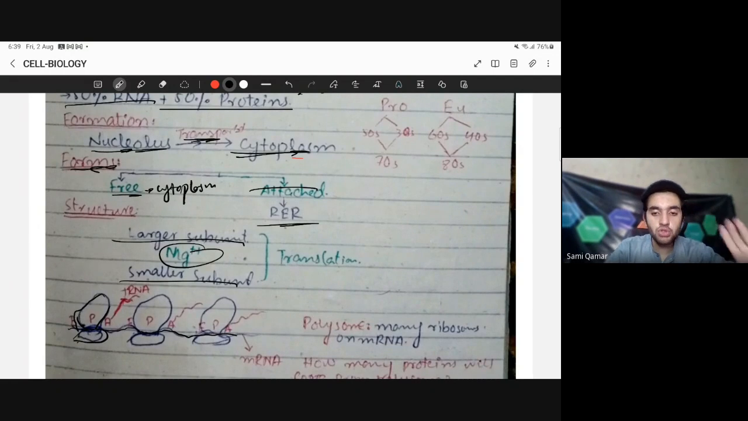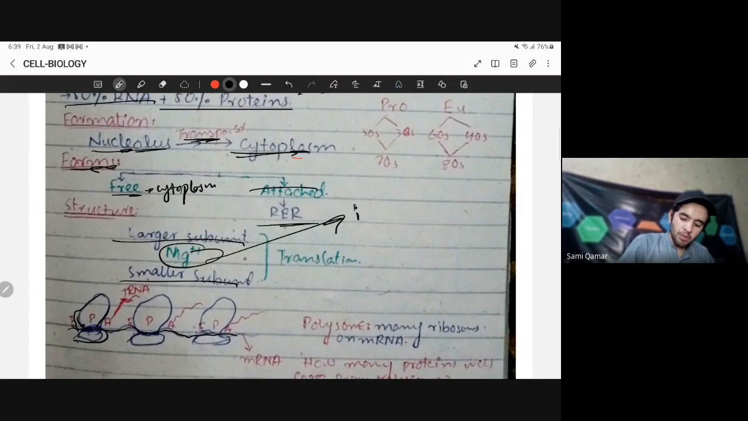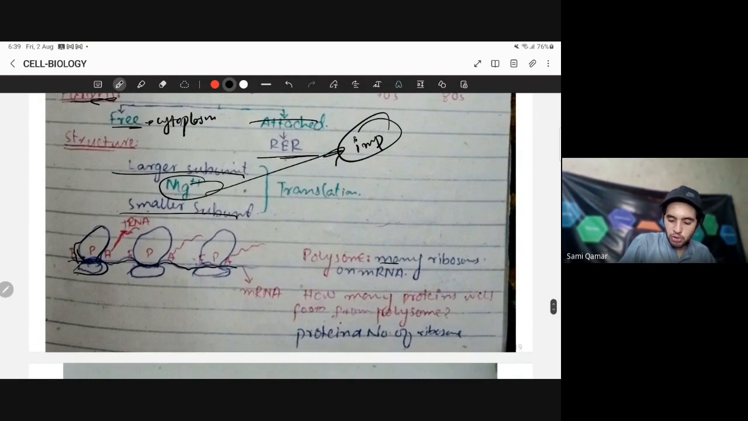Remember this, they can ask you which ion is needed for translation, for attachment of the larger subunit and smaller subunit: magnesium ion. Remember this, it is very, very important. So, polysome: many ribosomes on messenger RNA.